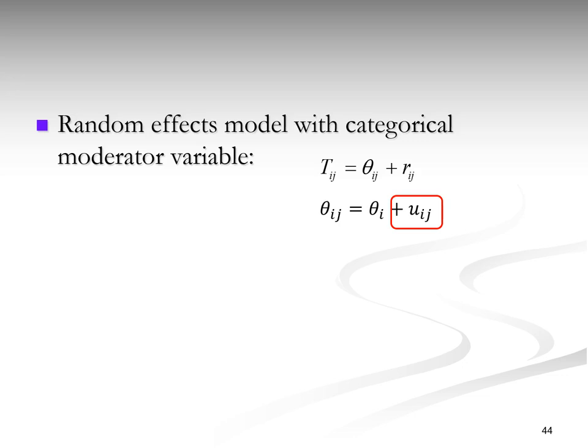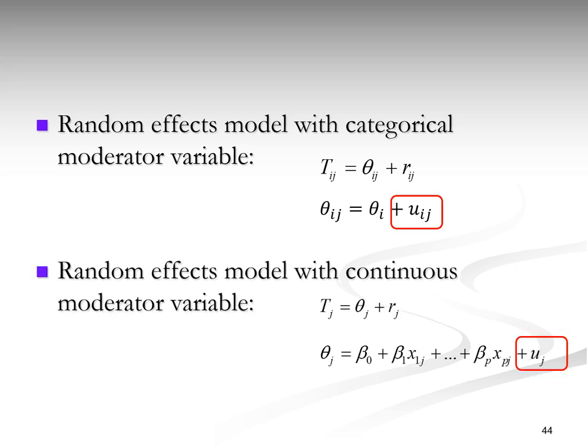So here we combine, in fact, the random effects model and the fixed effects model with a categorical moderator variable. Also, the regression model can be extended by including an additional residual u, to say that maybe, based on the characteristics of the study, we can predict the population effect size from that study, but maybe the population effect size from that study still differs from what we predicted. So that's the meaning of that residual u.